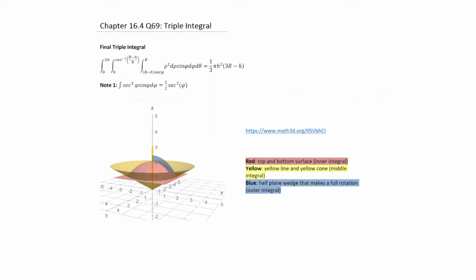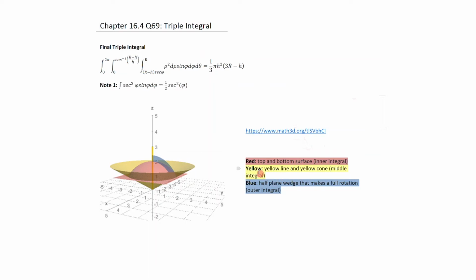All right, so the picture for this basically can be accessed at this URL. And just to make it clear, the top and bottom surface are the ones shaded in red. So here's the cap. Here's basically the flat surface. That was r minus h. And that's for the inner integral.